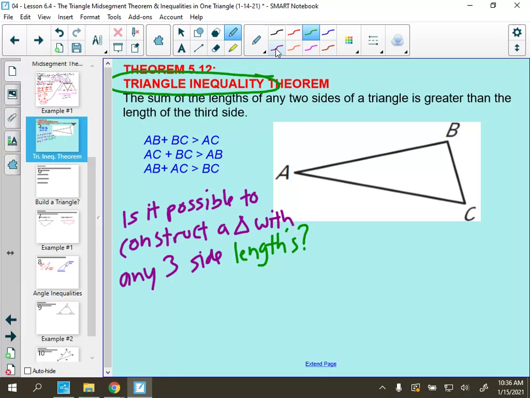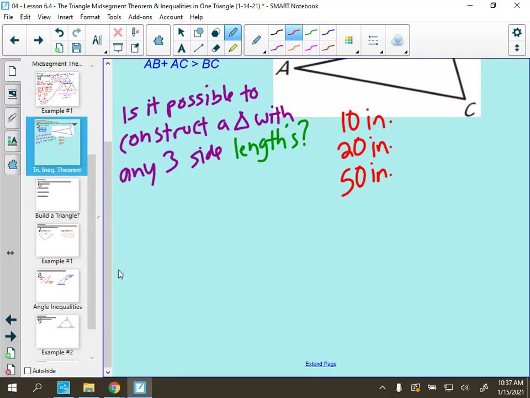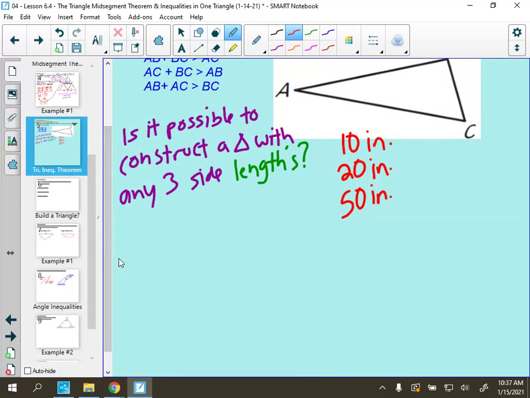So if I said, hey, I'm going to hand you a segment that's 10 inches long, a segment that's 20 inches long, and then a segment that's 50 inches long, and my directions would be, I want you to build me a triangle that uses those three segments. You say, all right, no problem. I'm going to start lining them up. What are we going to see happen here? I'm going to lay the big side down first, right? The 50, that's the longest side. Let's get that laid out here.